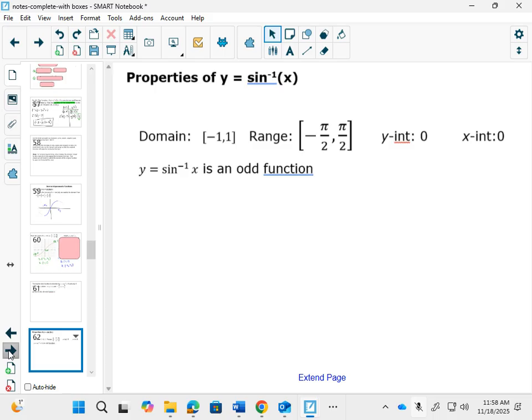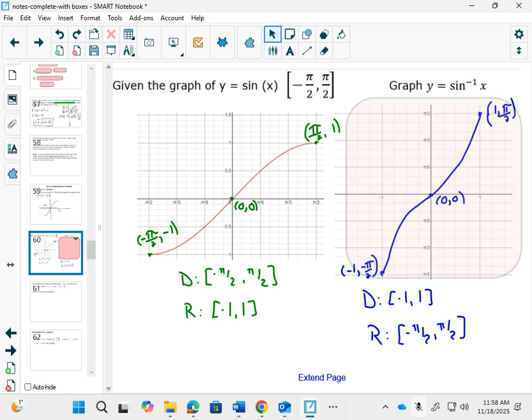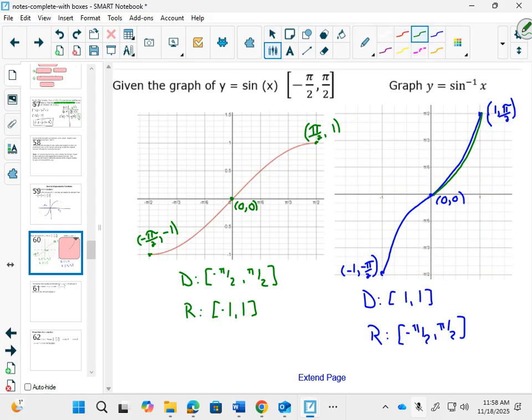And do you remember odd and even functions? An odd function means a double reflection matches up with what it was originally. If you take the right-hand side of this graph, I reflected once, it would go here, I reflected again, it matches up perfectly. That's how I know it's an odd function. A double reflection matches up with what it was originally.